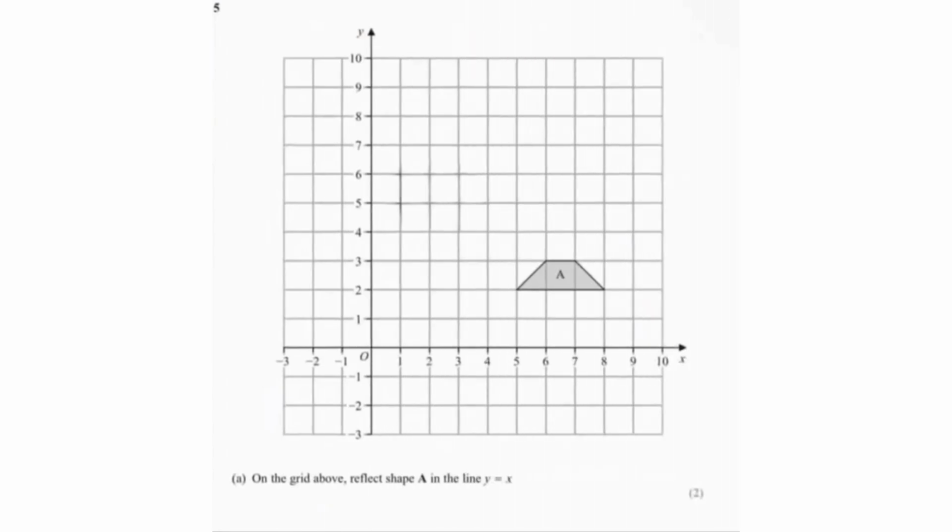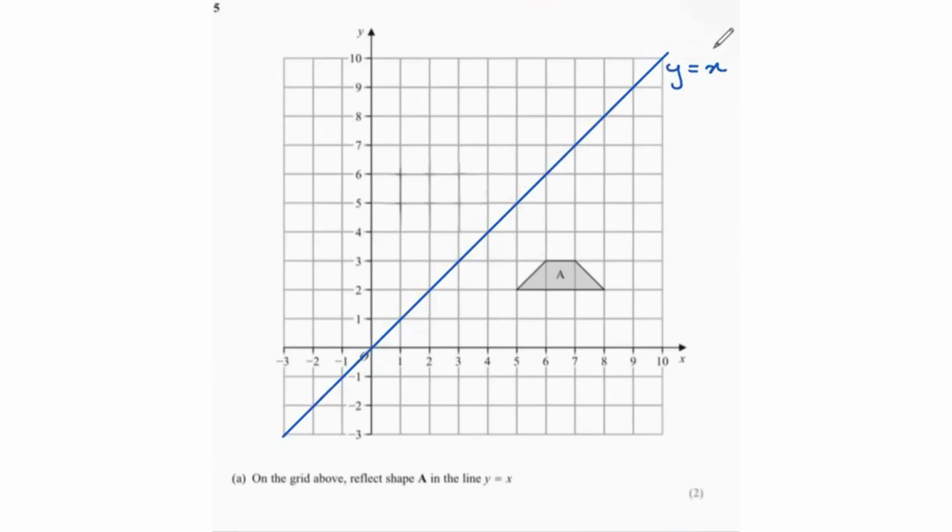Then this one says on the grid above, reflect the shape A in the line y equals x. So reflection very rarely comes, but I'm glad they gave it. This is from the 2025 paper. So we're going to first draw the line y equals x. y equals x is a line where all of the x and y values are the same. So if you notice, when x is 1, y is 1, when x is 2, y is 2, and so on. So this is our y equals x line.